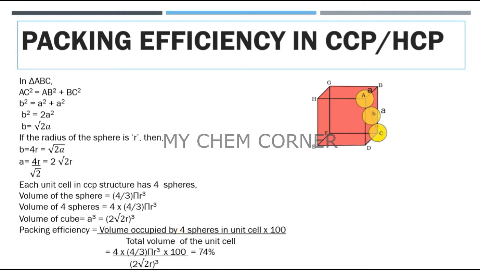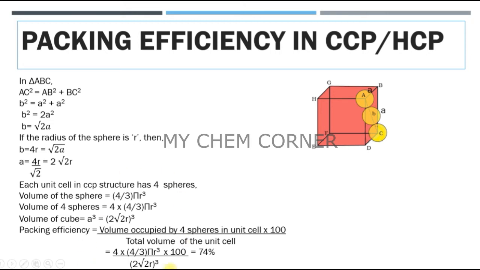So here when we substitute the values, volume of 4 spheres is 4 into 4 by 3 pi r cube. We just wrote it here. Divided by total volume of the unit cell, which is 2 root 2 r the whole cube into 100. When we simplify, this is equal to 74%. So the percentage of packing efficiency in a CCP or a HCP is going to be 74%, the highest basically when comparing the other two.